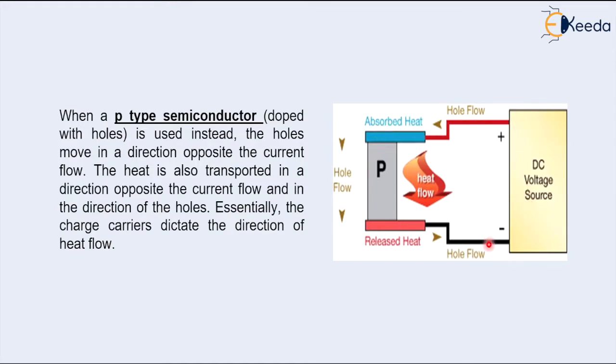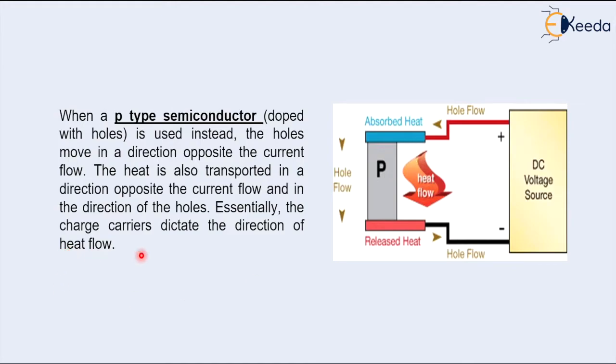So in this case the carrier is positive charge. That means the holes are flowing from this direction to this direction. Current will flow like this and holes will flow like this. So heat will flow in the direction of carrier flow. And what is the carrier in p-type? That is the hole. So the hole will flow like this, and heat will flow like this.